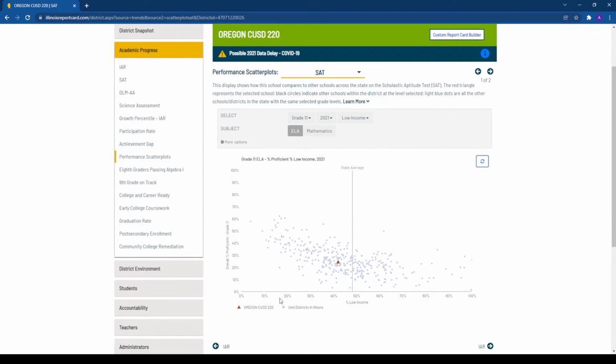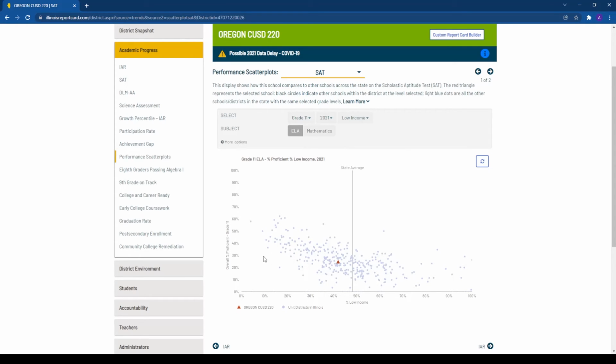The other one I want to jump into real quick was the performance scatter plot. So here on the x-axis, we can see that this is the percent of low income within a district. Here's the overall percent proficient on the SAT. And because we're looking at the SAT up here, this is in the ELA core subject. The red triangle here is our local district, and all these other little blue dots you see around are other districts throughout the state.